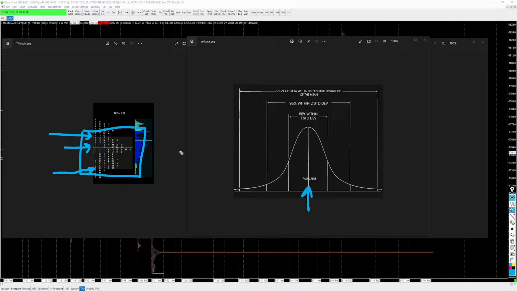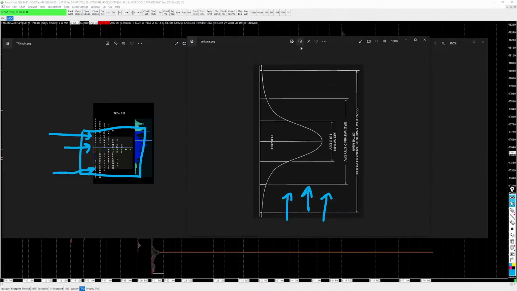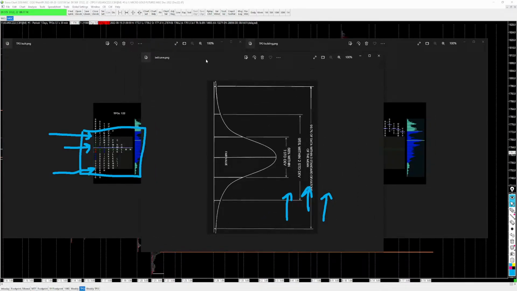Now, the way that is described and used in the bell curve is this area just here. So you would have the POC in the middle, the value area high on the left, and the value area low on the right. If you were to imagine spinning this on its side, you would see that it matches up very well with these areas just there.